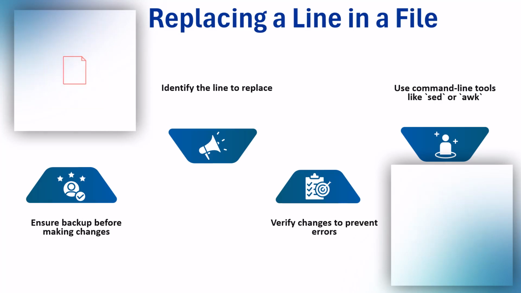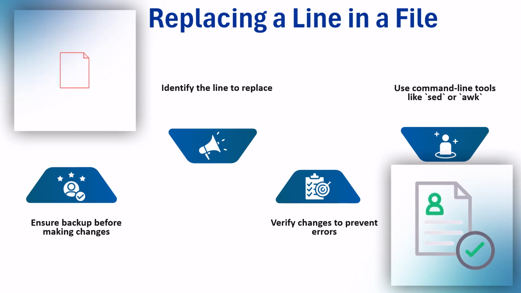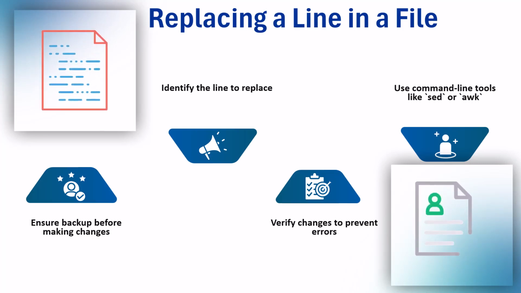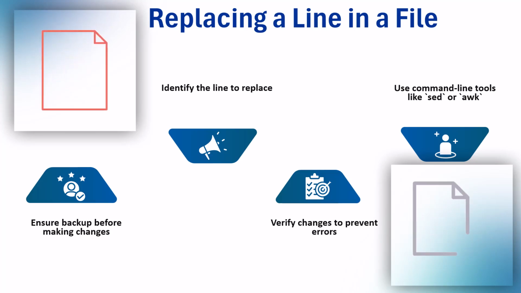Replacing a line in a file might sound simple, but it can lead to unexpected surprises. First, we need to pinpoint the exact line. Accuracy matters. Command line tools like sed or awk are our best friends here. Before we get too confident, making a backup saves us from regret. And finally, always double-check the changes, because nothing is worse than realizing we've edited the wrong line.